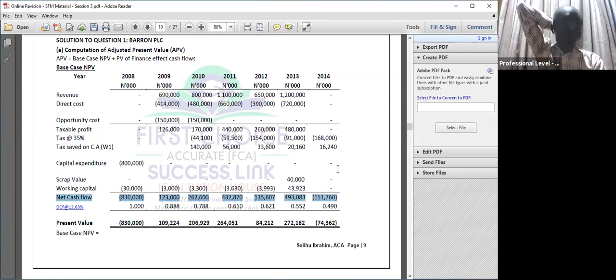Now, we want to discount. Don't forget, yesterday I said, for you to get base case NPV, you need base case net cash flow. Now we have gotten our base case net cash flow. You now ask yourself the question, when you are doing APV, what cost of capital do you need? I want a response from you, please, so that we'll be sure that you remember what we treated yesterday. To discount base case net cash flow, which cost of capital do we need?